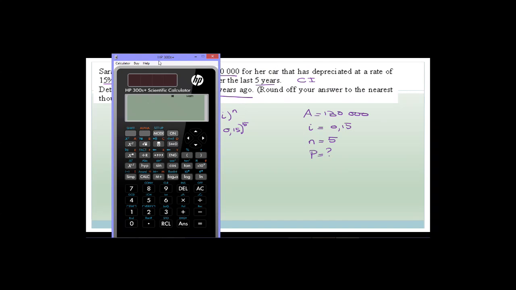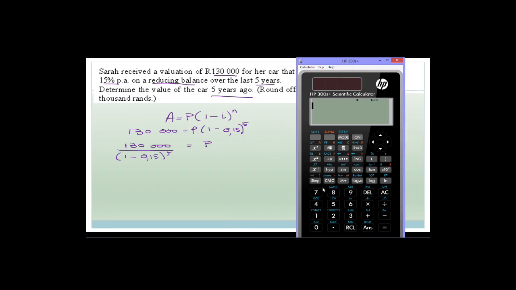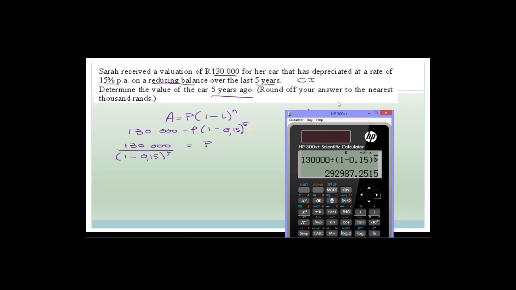There we go. So let's get our calculator and let's put in the math. So we've got 130,123 divided by bracket 1 minus 0.15 bracket to the power of 5 equals, and it becomes 292,987.25. But then what did they say? They said round off to the nearest thousand.